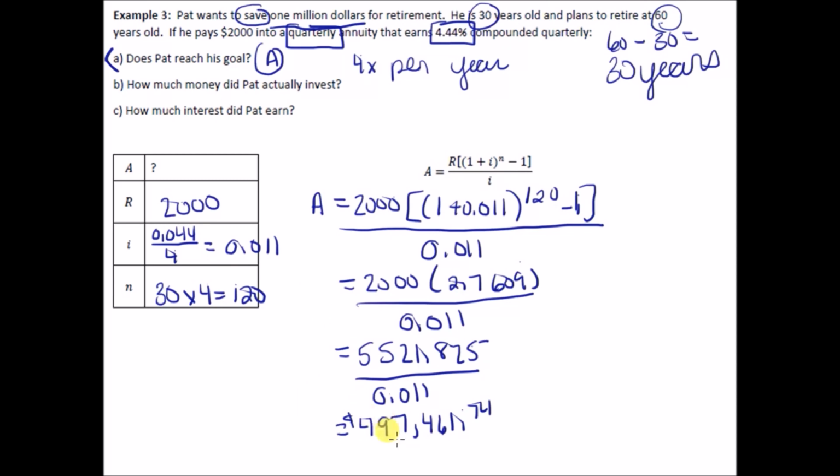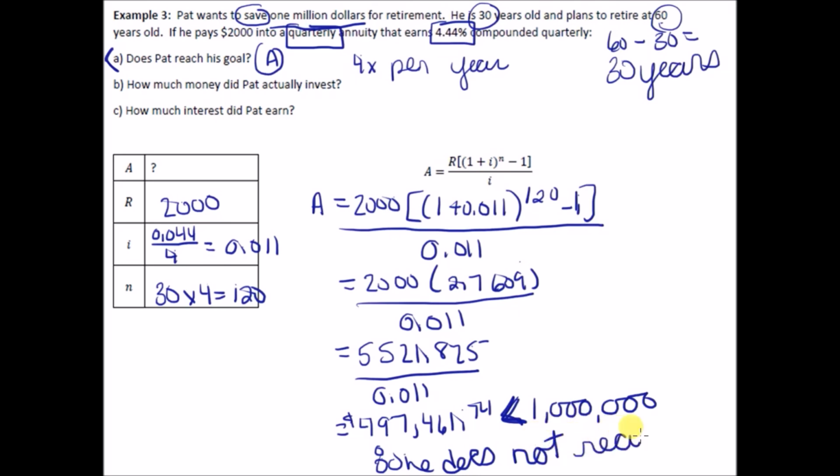Okay, so let's compare this. Is this greater than or equal to $1 million? So this is less than $1 million. Therefore, he does not reach his goal.